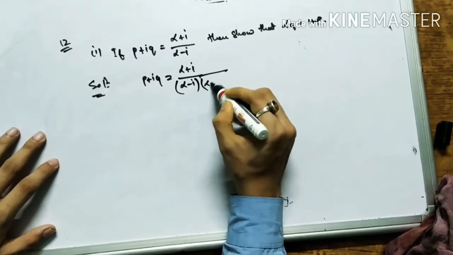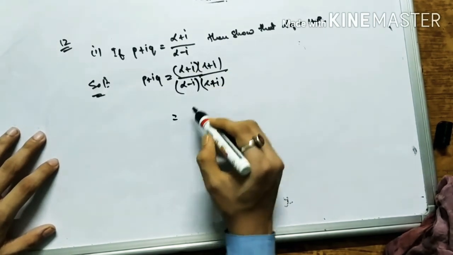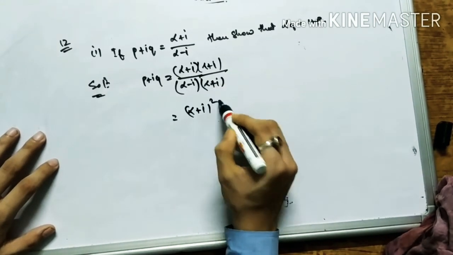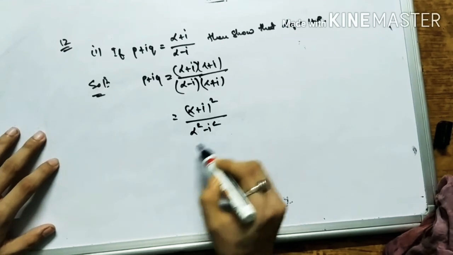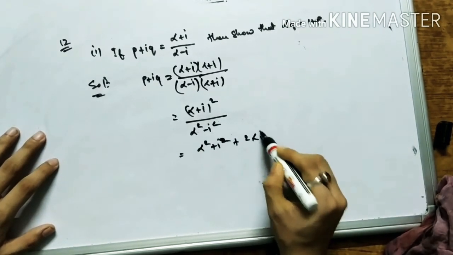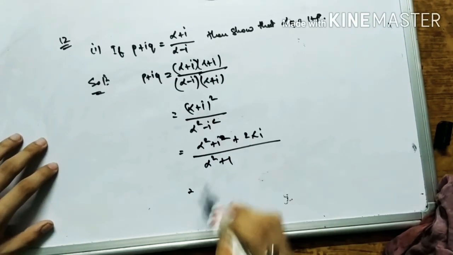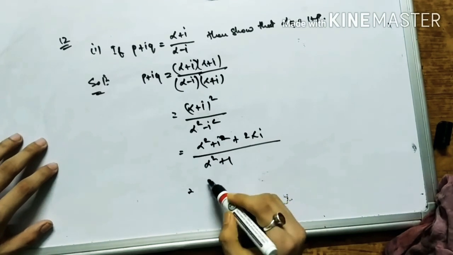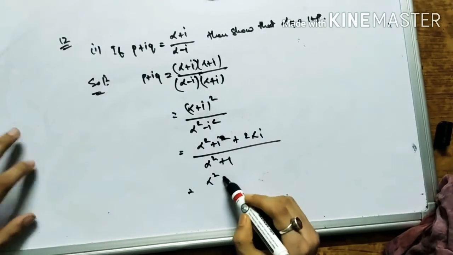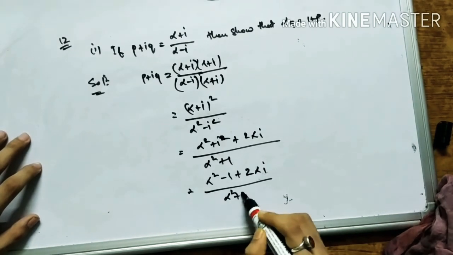What I will do is multiply both sides by alpha plus i. So this is equal to, I will get (alpha plus i) the whole square over alpha square minus i square. This is alpha square plus i square plus 2 alpha i by alpha square plus 1. Now the real part, alpha square plus i square, this will be minus 1, plus 2 alpha i by alpha square plus 1.